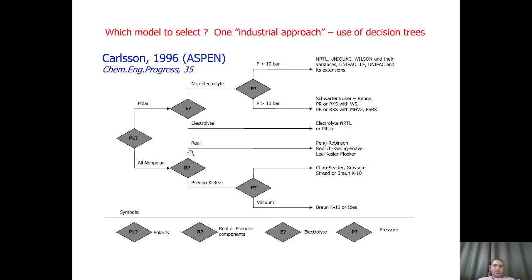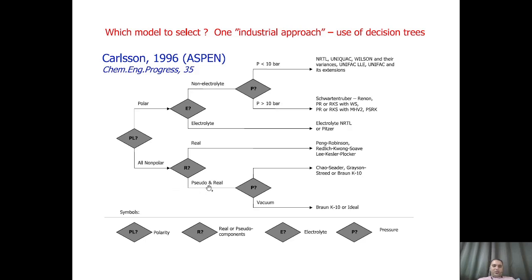If it is non-polar and if they are real components, then you have Peng Robinson, Redlich Kwong, and Lee Kesler Plocker. Now, what is actually the significance of where to use Peng Robinson, Redlich Kwong? So we will be seeing this in the next part. I will be making a part 2 as well to do a deep dive into this so that we actually understand the very nitty-gritties of using these equations.